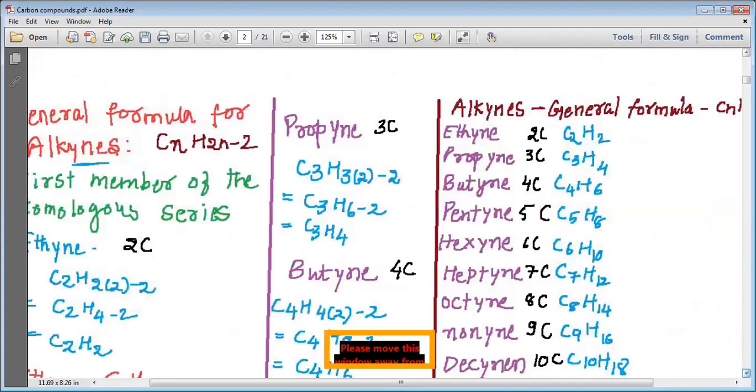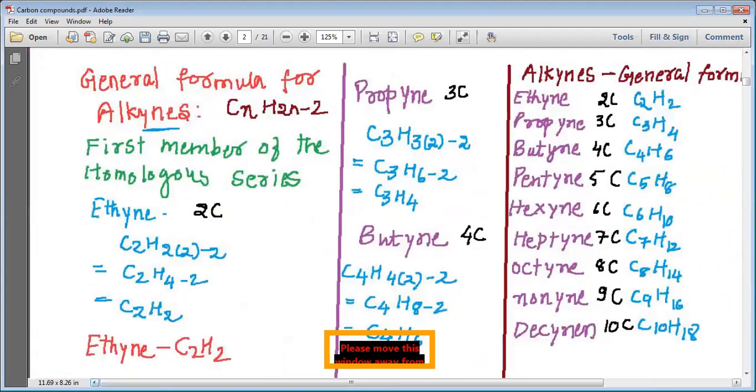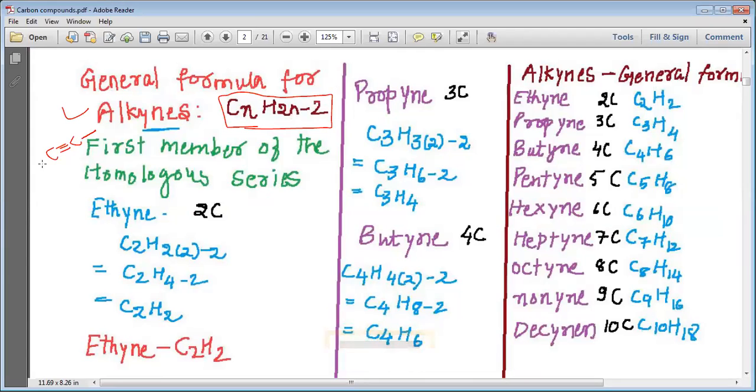Now, my dear students, let's study the next homologous series, alkyne. The general formula for alkyne is CnH2n minus 2. This is the general formula for alkyne. Again, for having a carbon triple bond carbon, we need at least 2 carbon, and that is why the first member of the homologous series of alkyne starts with 2 carbon.